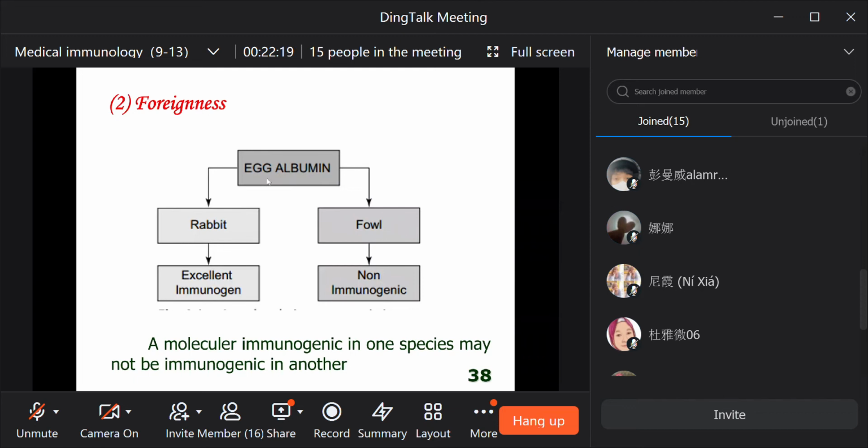That means a substance which is antigenic in one animal species may not be antigenic in another, because it is present in the tissue or fluids of the other. To elicit an immune response, a molecule must be recognized as non-self by the immune system.